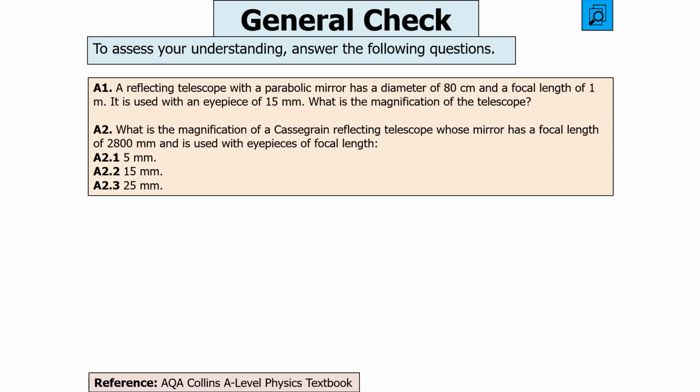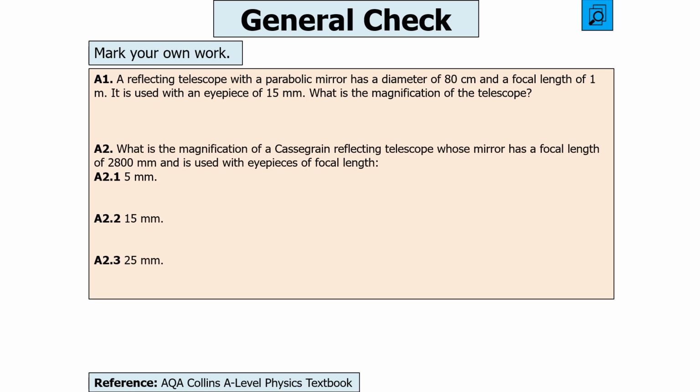So for this first question, how can you work out the magnification? Well, as we said before, magnification is fO over fE, so we've got to keep it in the same unit, so it's 1 over 15 times 10 to the minus 3, so it's 67.